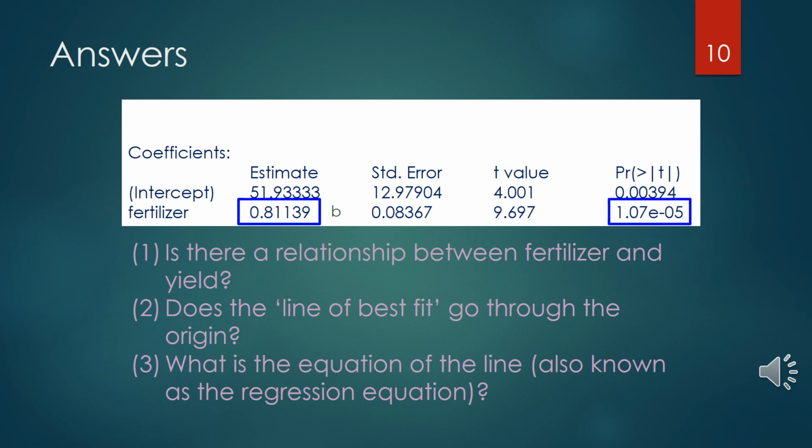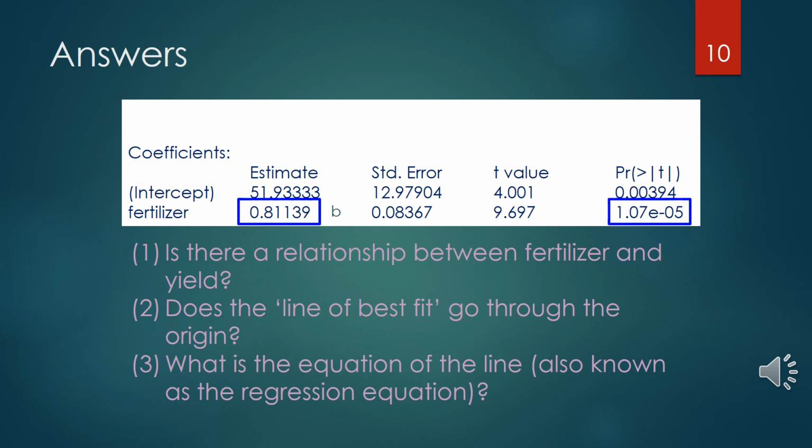Okay, question 1. If we're being asked whether there is a relationship between the response and the yield, we're actually being asked if the slope of the regression line is different than 0. This hypothesis is tested by the second line of data. The estimate of the slope is 0.81139, and the p-value for the test is very, very small.